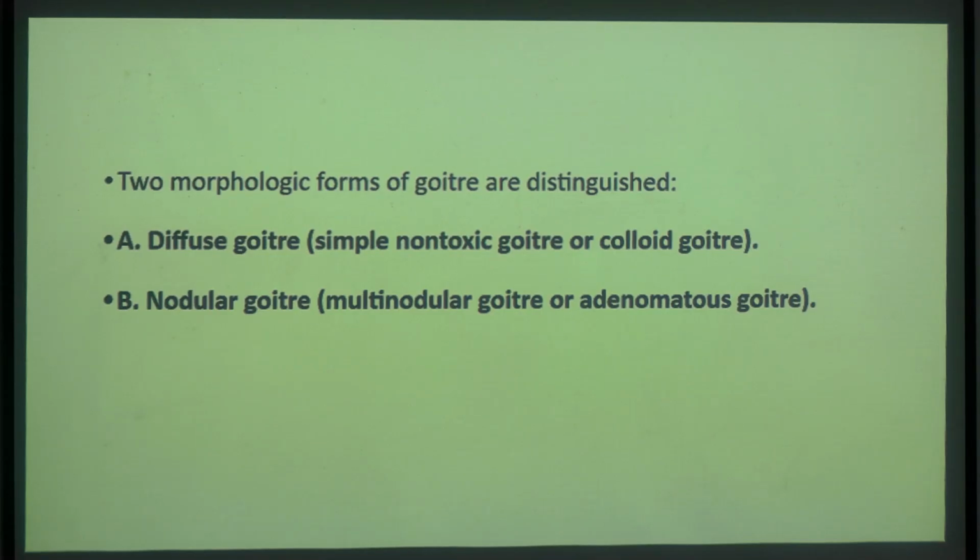Two morphologic forms of goiter are distinguished: number one, diffuse goiter, that is called simple non-toxic goiter or colloid goiter. Then number two is nodular goiter or multinodular goiter or adenomatous goiter. Multinodular goiter is associated with thyrotoxicosis, and simple non-toxic goiter is associated with hypothyroidism.